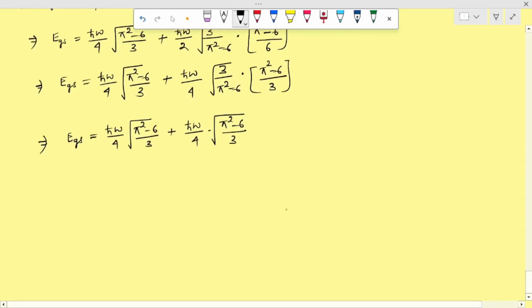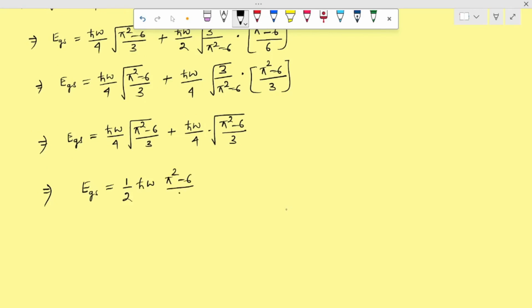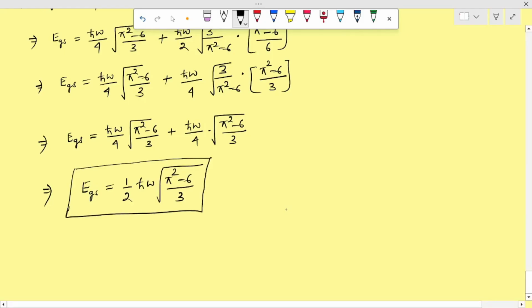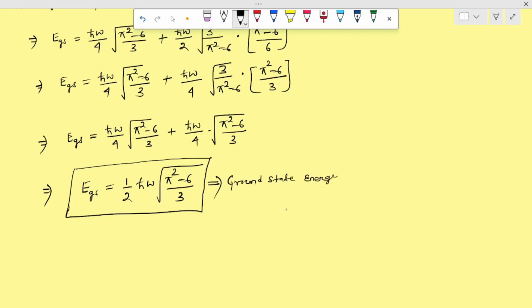So finally, how much can we get? 1 by 4 h cut omega, this term 1 by 4. Finally, we found the ground state energy value is equal to half h cut omega pi square minus 6 by 3 whole root over. So this is your final answer. This represents the ground state energy of the given linear harmonic oscillator.